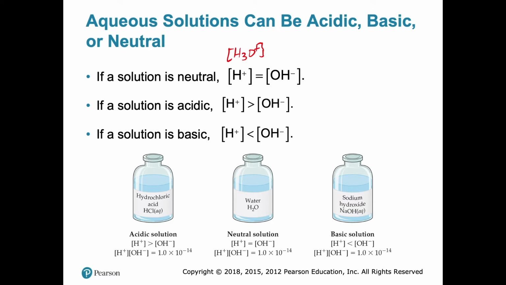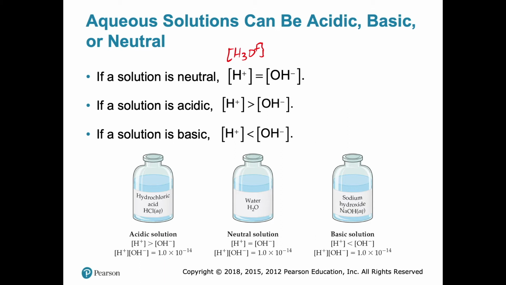Anyway, so if a solution is neutral, the hydronium ion concentration is equal to the hydroxide concentration. If a solution is acidic, then the hydronium ion concentration is higher than the hydroxide ion concentration, which makes sense, because the more protons or hydronium ions you have, the more acidic you are. And on the other side of the pH spectrum, which we'll talk about in a second, if a solution is basic, we have more hydroxide ions than hydronium ions or protons, okay? So just remember I'll use hydronium ion and proton interchangeably, so don't get confused.